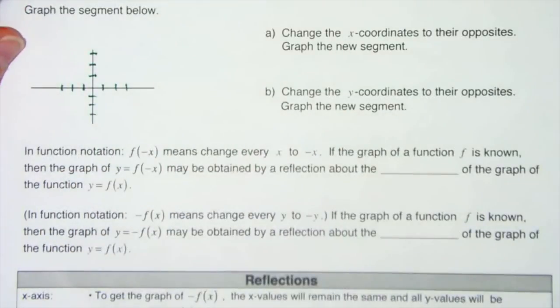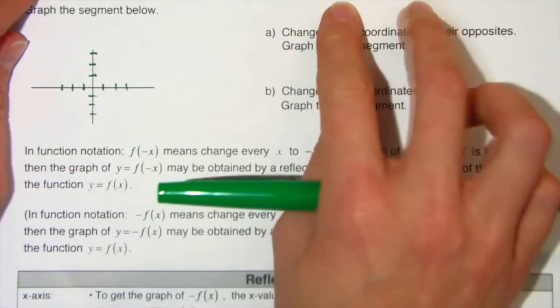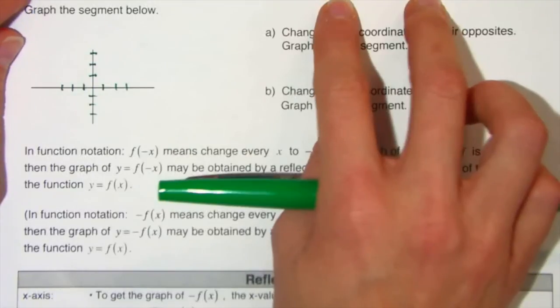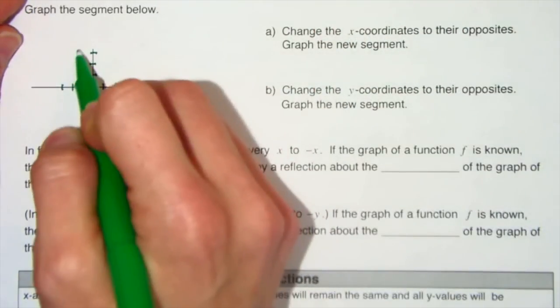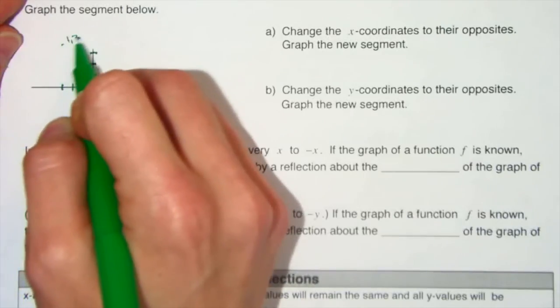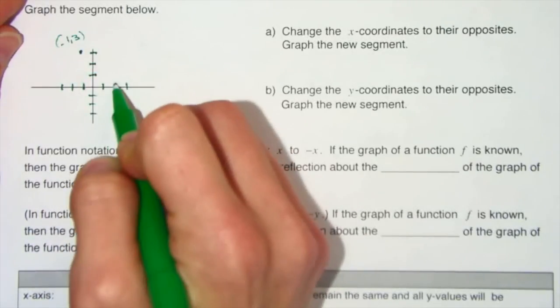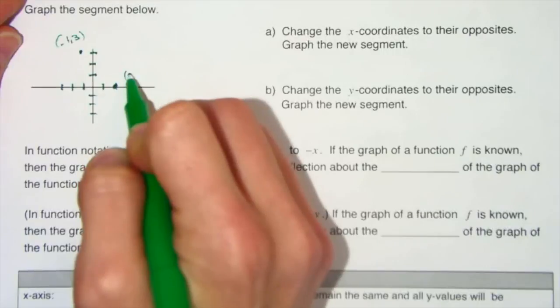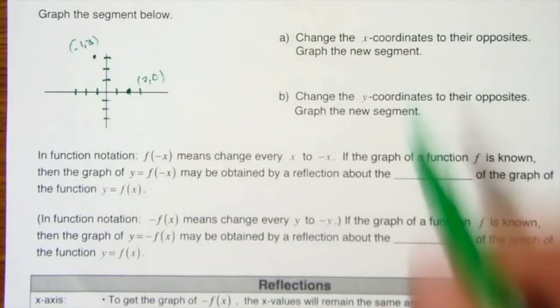And then what I want you guys to do is plot these 2 points and draw a segment. So -1, 3 and 2, 0. And then we're going to draw that line segment.